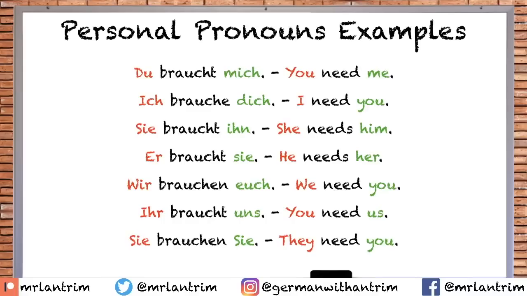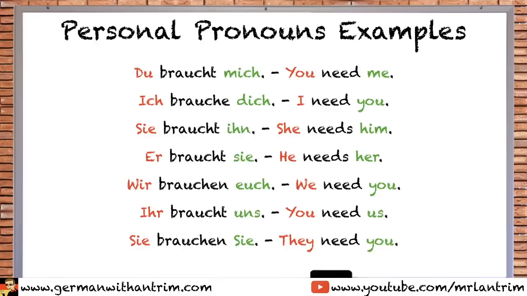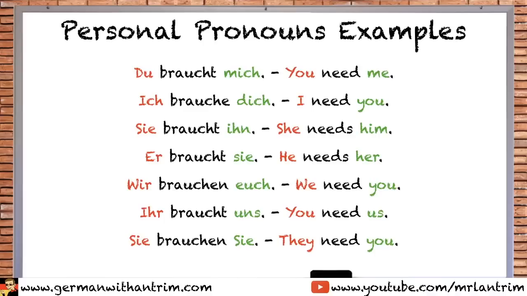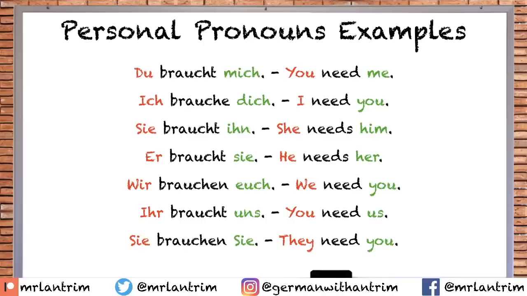But the verb is brauchen, which means to need, and there's a typo on there that should be an S, so du brauchst. That's a ST there, so sorry for that, but du brauchst mich, you need me. Du brauchst mich. Du is the one that is needing something. The something that it needs is me, which is mich. Ich brauche dich. I need you. Dich is the accusative thing, the thing being needed, and it's being needed by me. So me in the nominative case is ich, which is I in English.